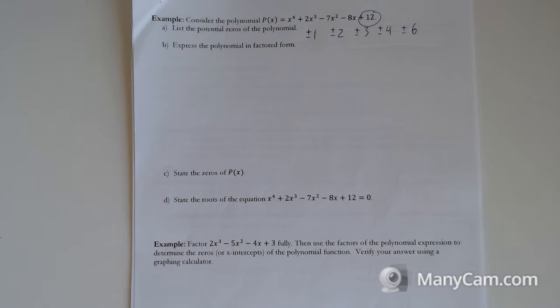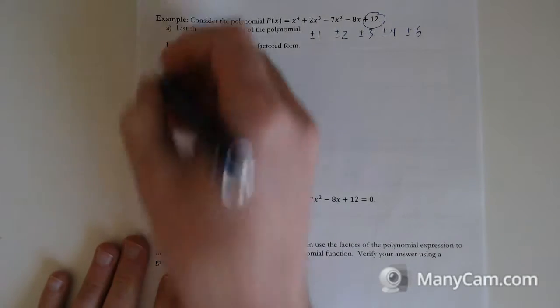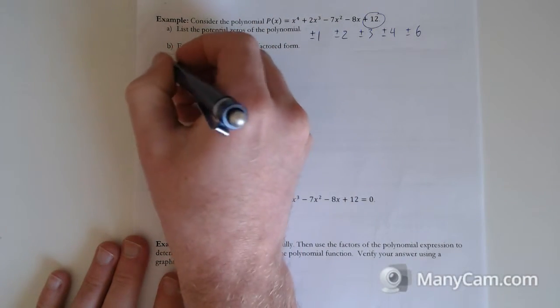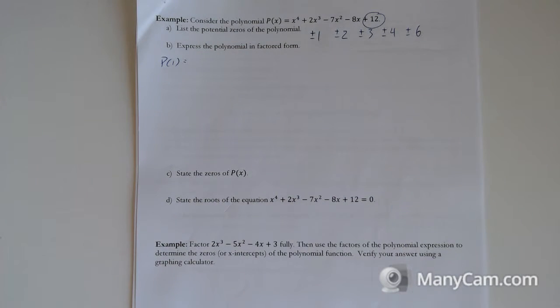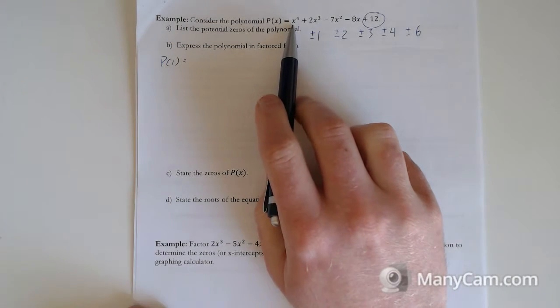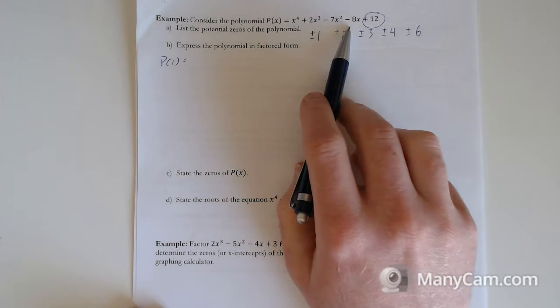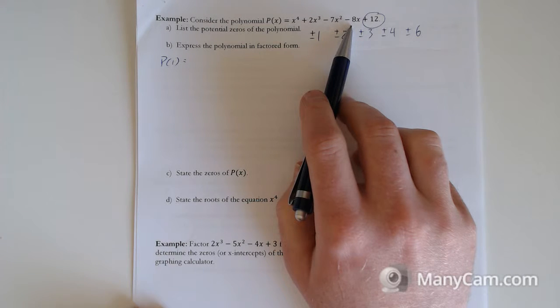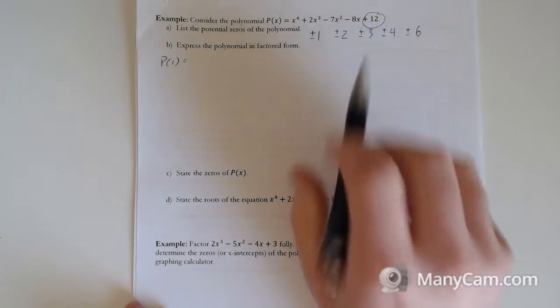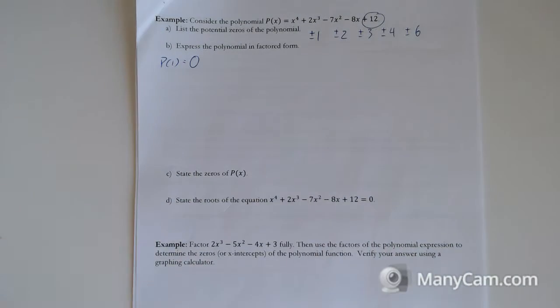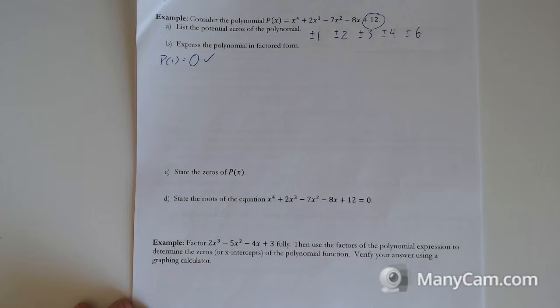Express the polynomial in factored form. So we need to check some of these numbers. Let's check p of 1. Is that equal to 0? Well, that's 1 plus 2 is 3, minus 7 is -4, -12 plus 12 is 0. That's convenient. Yeah, so p of 1, boom, we've got one of the factors.